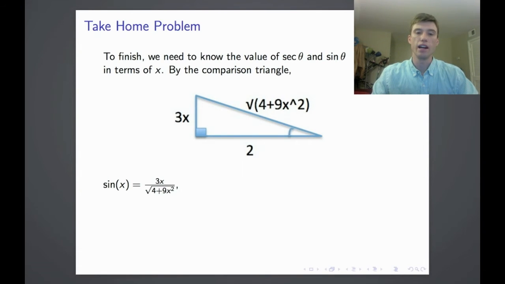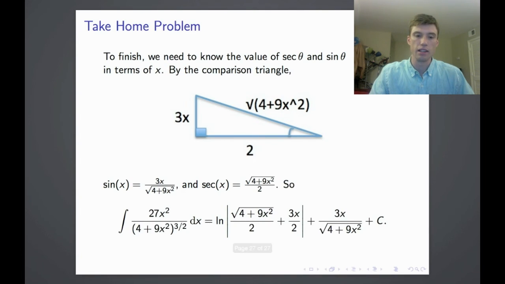We knew that 3x over 2 is equal to tangent theta. Tangent of theta is the ratio of the opposite side over the adjacent side. So if the opposite side is 3x and the adjacent side is 2, then tangent of this angle will be 3x over 2. By the Pythagorean theorem, we can calculate the remaining side to be the square root of 4 plus 9x squared, and we can find sine theta, which is opposite over hypotenuse, and secant theta, which is hypotenuse over adjacent. With these, we can plug into the expression on the previous page to find the antiderivative in terms of x.